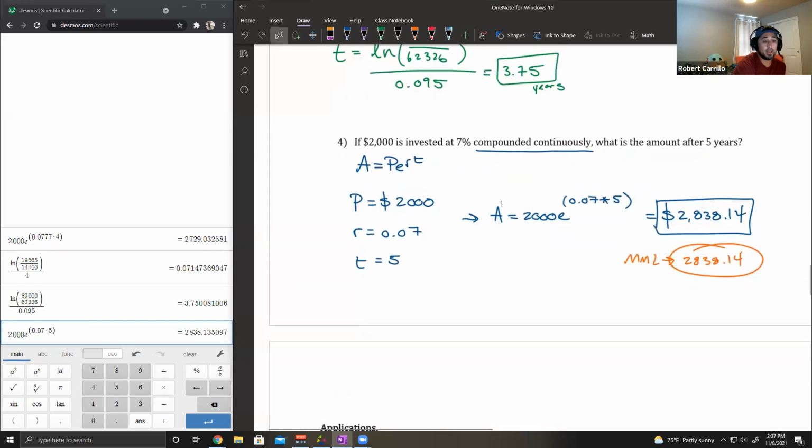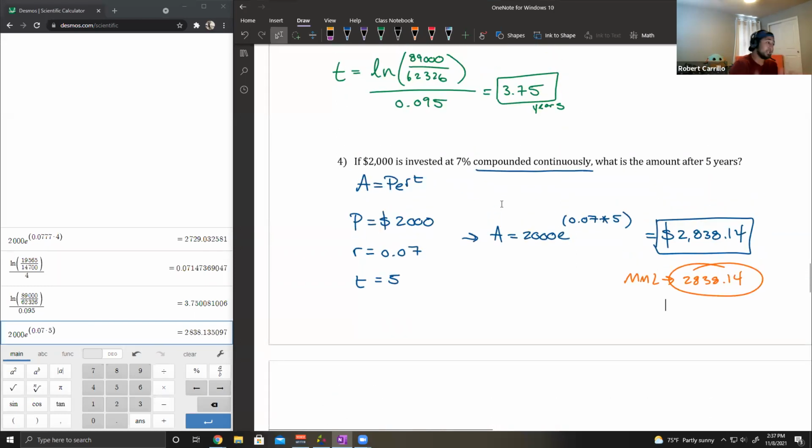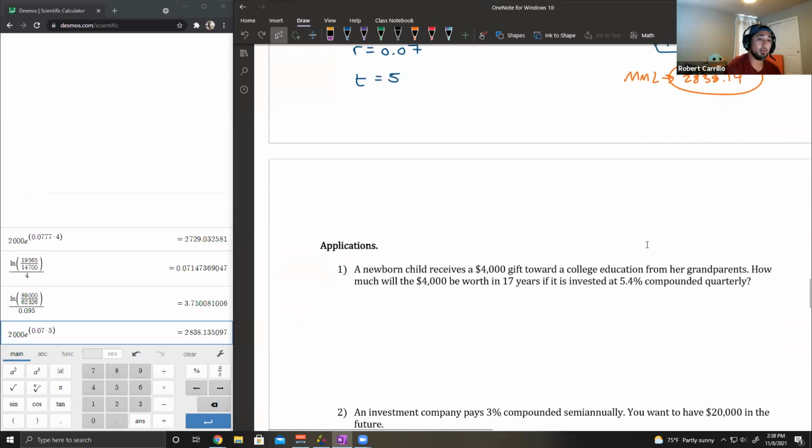All right. So now the biggest difference between knowing which formula to use: do we use compound interest or do we use continuous compound interest? The easiest way to spot it is if a problem says you are compounding continuously. If it says compounding continuously, you will use PERT. If it says you are compounding over a certain amount of days, weeks, or months, you will use compound interest. Okay. Let's try out more applications.